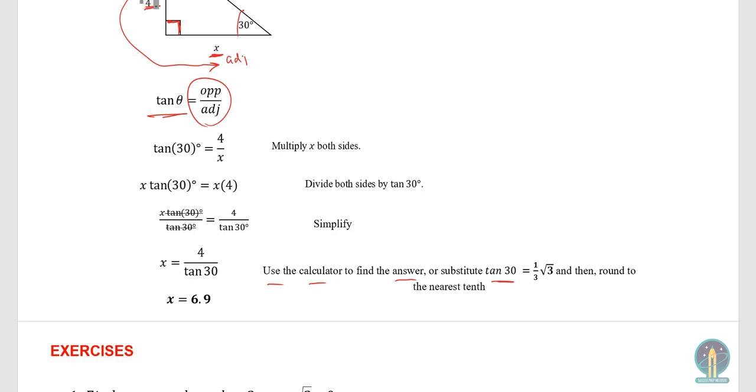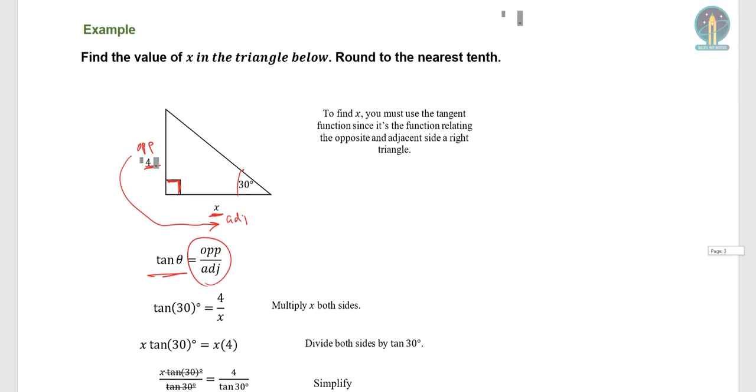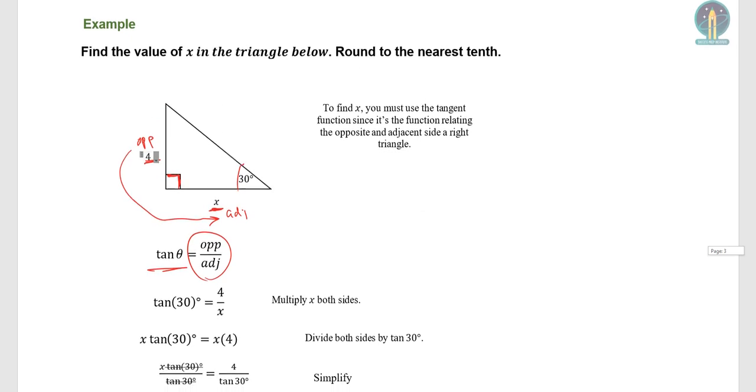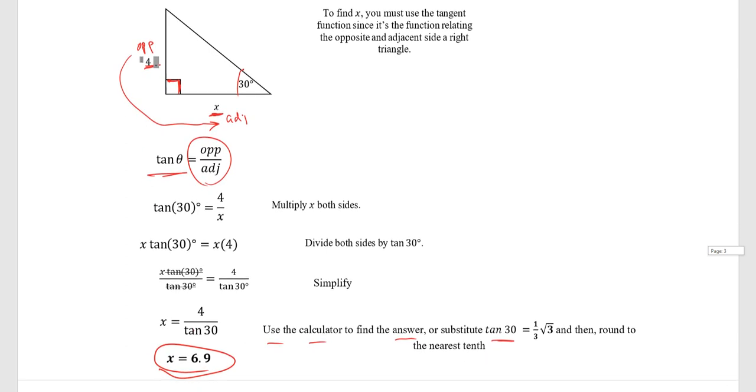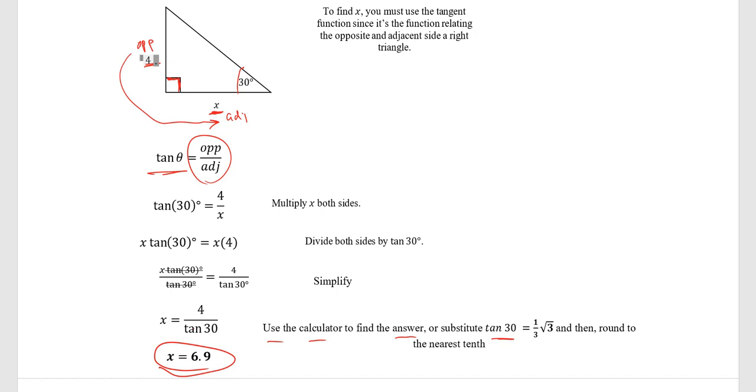Substitute and then round off to the nearest tenth. Or again, the calculator is much simpler in this case, provided you're able to use it. So 4 divided by tangent 30 gives us x equals 6.9. Sorry, x is length. In this case, x is length, so this is units of length. Inches, centimeters, whatever the units are.